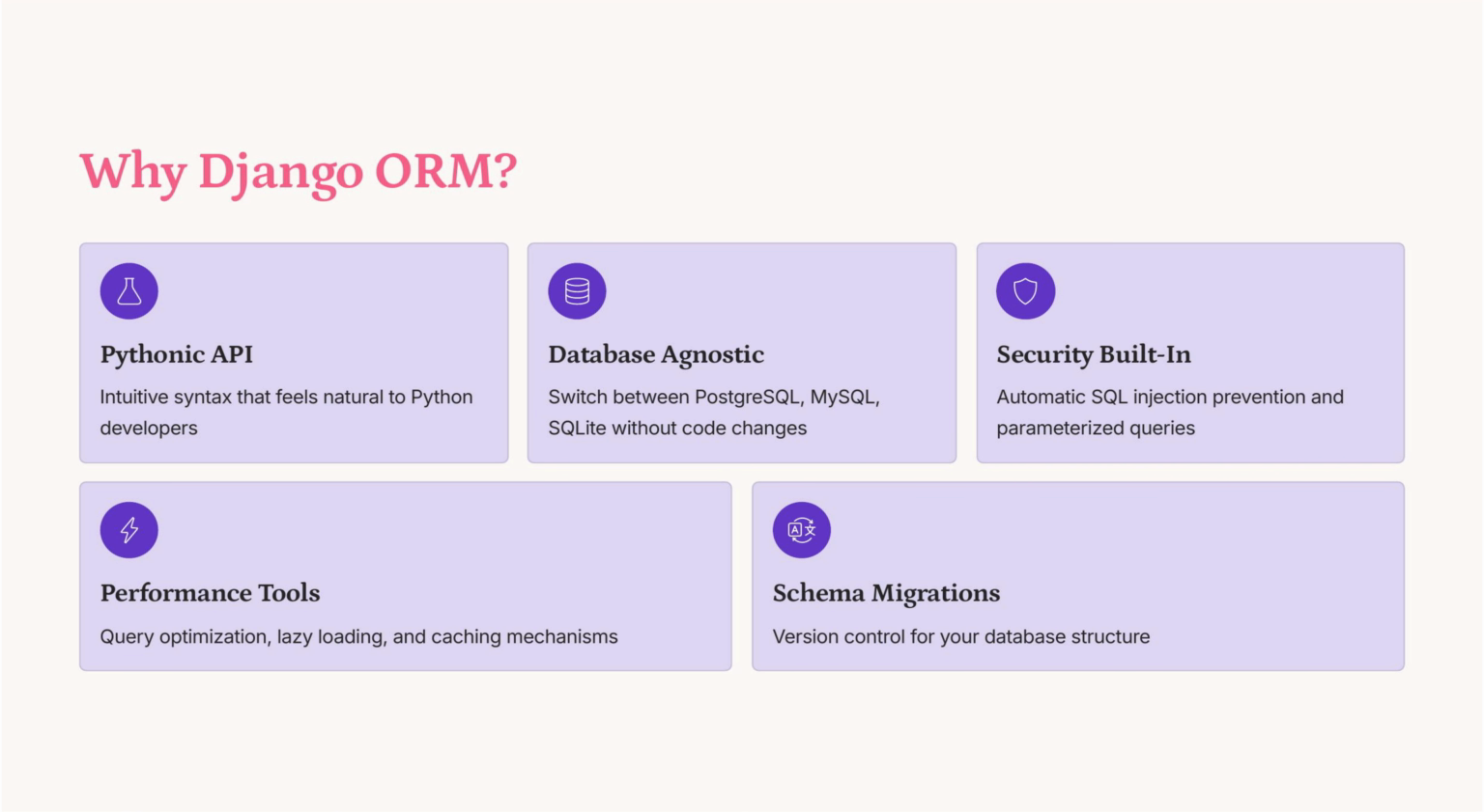Django Object Relational Mapping offers a Pythonic application programming interface with intuitive syntax, making it seamless for developers. It's database agnostic, allowing easy switching between PostgreSQL, MySQL, and SQLite without altering code. Built-in security features prevent structured query language injection. Performance tools include query optimization and caching. Schema migrations provide version control for database structures.